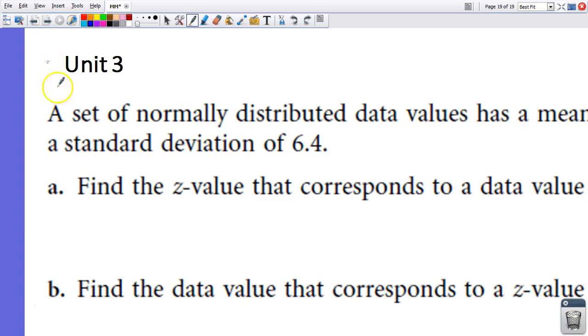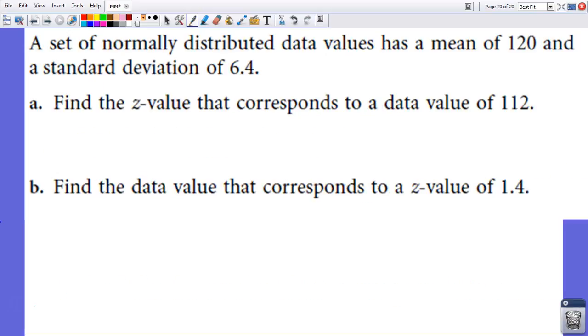I think one more. A set of normally distributed values, blah, blah, blah. Okay, let me make this smaller for you guys. A set of normally distributed data values has a mean of 120 and a standard deviation of 6.4. Find the z value that corresponds with the data value of 112.